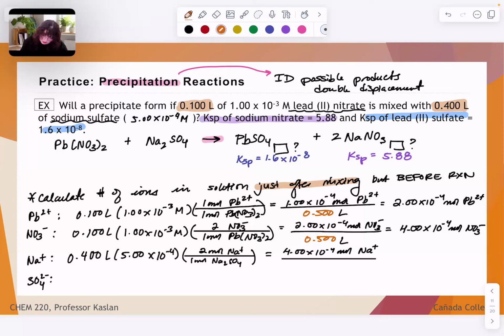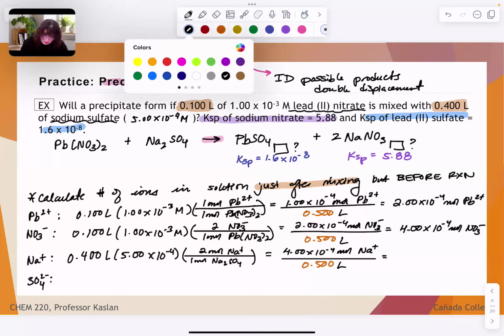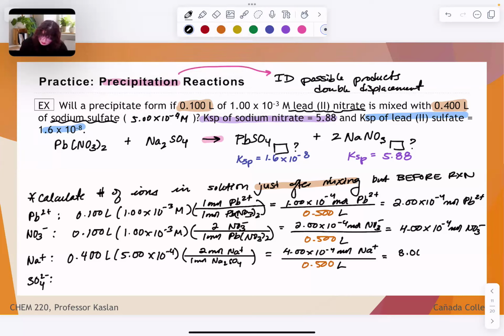over our total new volume just after mixing. Because again, we are thinking about the amount of ions available in this reaction mixture that we're going to have to compare to the amount of ions that could possibly be present if one or more of these substances reaches its solubility, its saturation point. So we're doing 4 divided by 0.5. This becomes 8.00 times 10 to the negative 4. And excuse me, I've been labeling these all as moles. These are molarity.